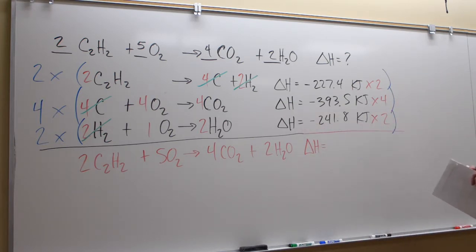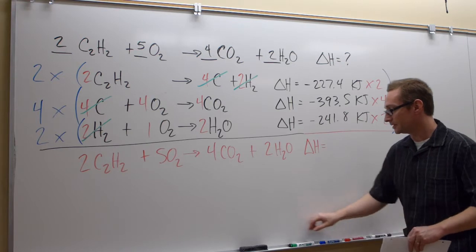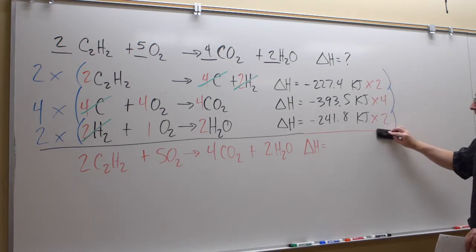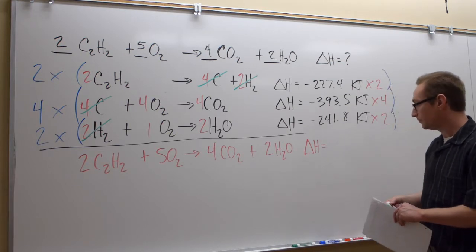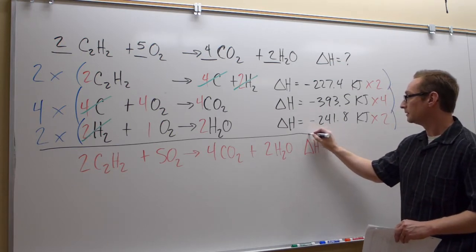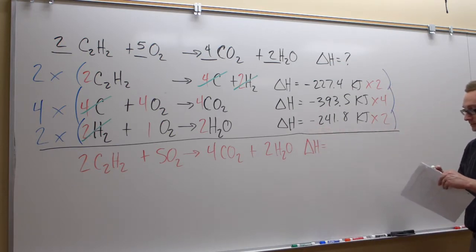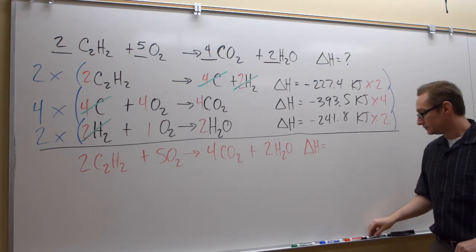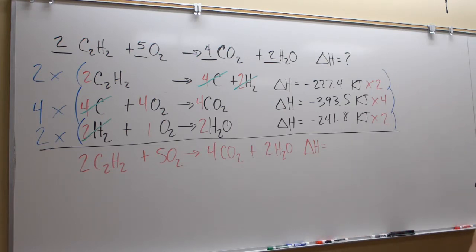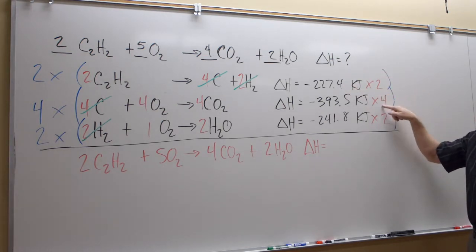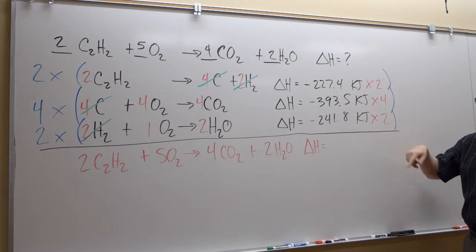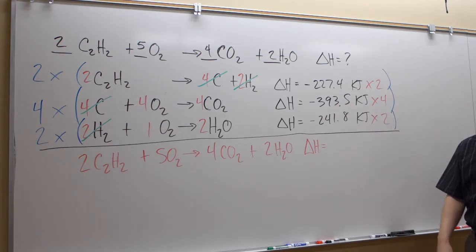What is delta H, is the question. All right, so what is delta H? So if you multiply this times 2, this times 4, and that times 2, add them all up, what do you get?